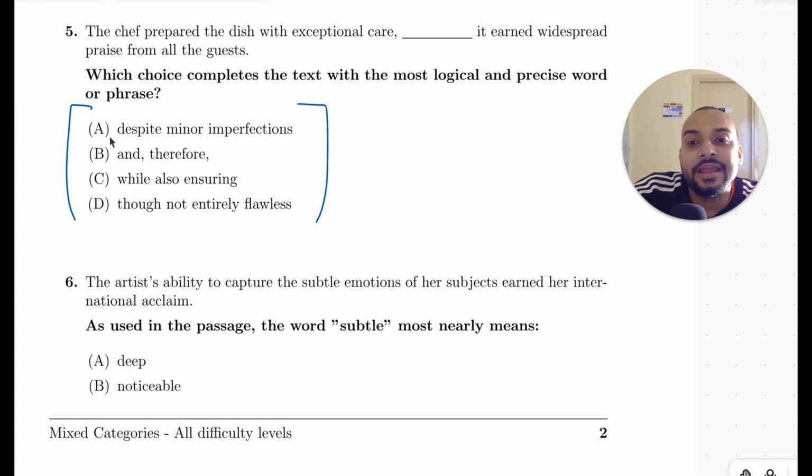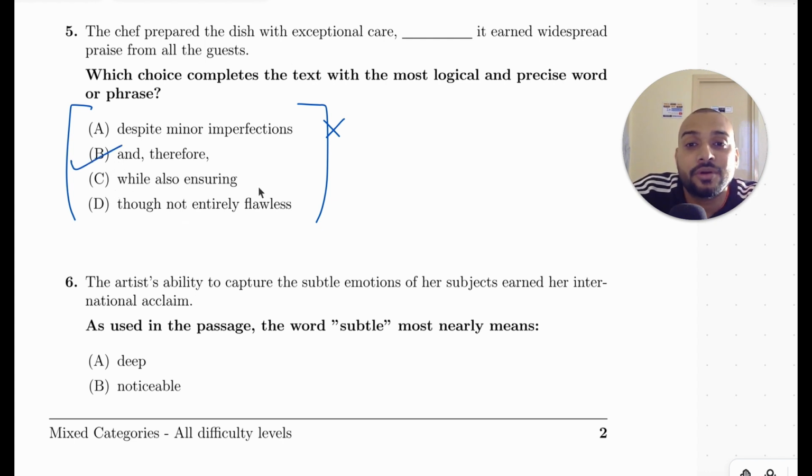Okay, so let's see. Despite minor imperfections, option A. No, because nowhere are they mentioning even the smallest bit of imperfection or inaccuracy. They're just focusing on the exceptional care and widespread praise, so only the positive stuff. So no, option A does not fit well. Option B, and therefore. The chef prepared the dish with exceptional care, and therefore it earned widespread praise from all the guests. Yep, makes sense, grammatically as well as in the meaning. So option B is correct.